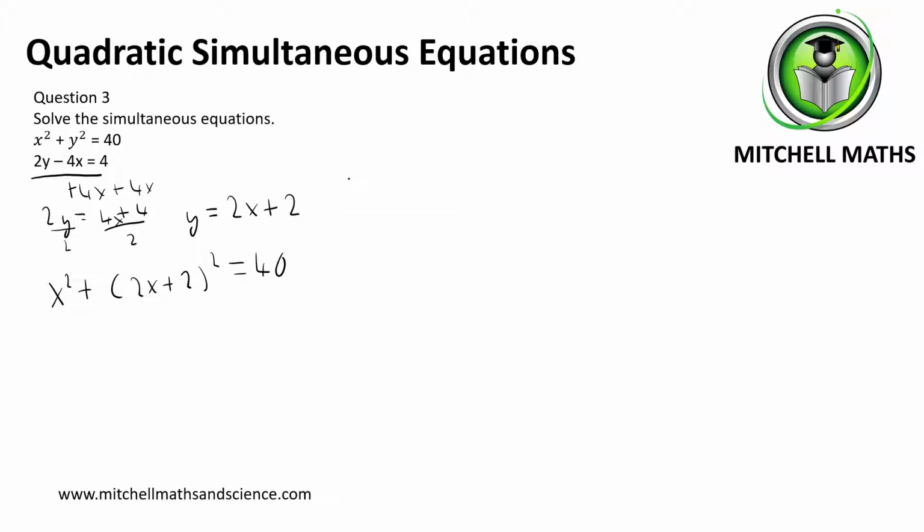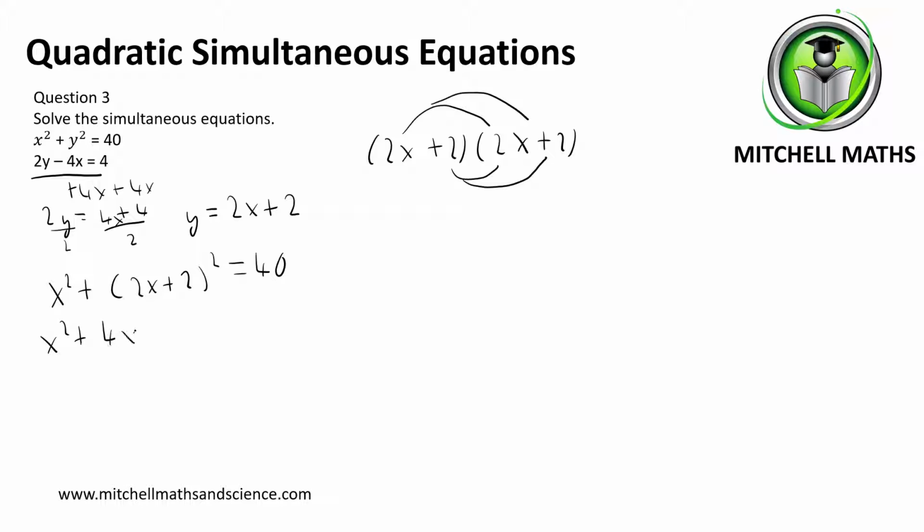If I multiply 2x plus 2, again, I'm going to need to multiply it out like it's in brackets. Don't fall into the trap of just doing 2x squared and then 2 squared. That's quite a common mistake. Right, so I've got x squared plus, well, 2x times 2x is 4x squared. 2x times 2 is 4x. 2 times 2x is another 4x. And 2 times 2 is 4. A bit too many 2's there. Equals 40.